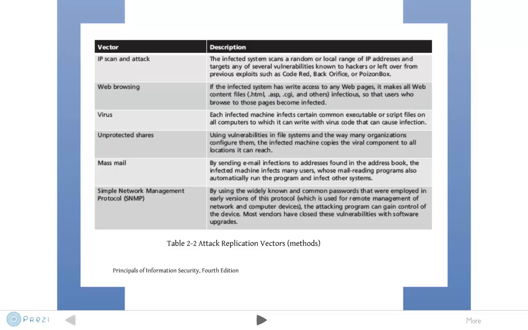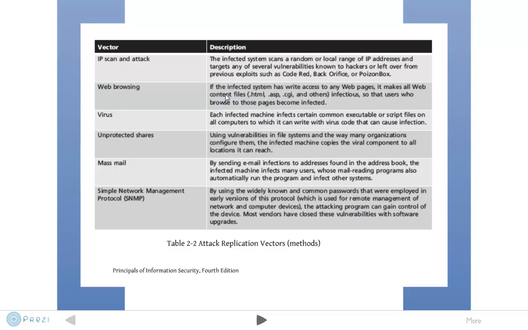All right. So here are some other methods of attacking. IP scan and attack. The infected system scans a random or local range of IP addresses and targets any of several vulnerabilities known to hackers or left over from previous exploits such as Code Red, Back Orifice, or Poison Box. So once one computer in this classroom gets a virus, it can scan, ping, use ICMP to identify other computers on the network, and then it's going to try on specific ports to execute code against a vulnerability.